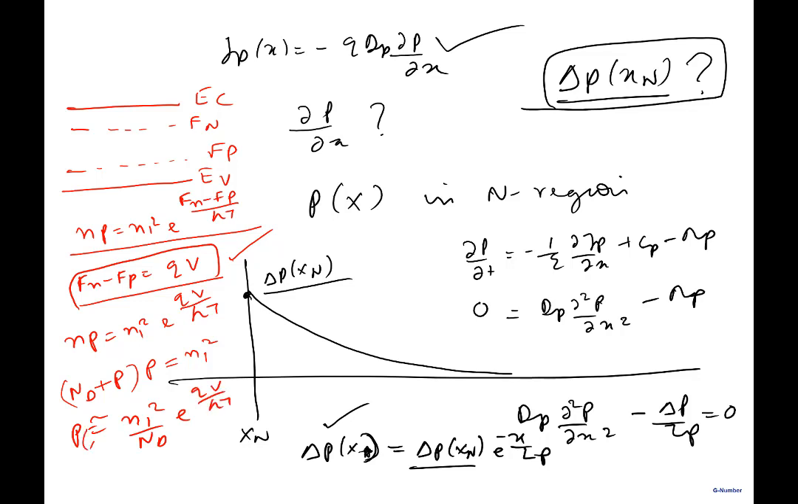P at Xn is ni square over Nd e to the power qV by kT. How much is the hole density at Xn? It is ni square over Nd e to the power qV by kT. If you want to know how much is the excess hole density, delta P, then this will be equal to ni square over Nd, e to the power qV by kT minus 1. So what is the only thing that we have to determine? The only thing we have to show is this one.